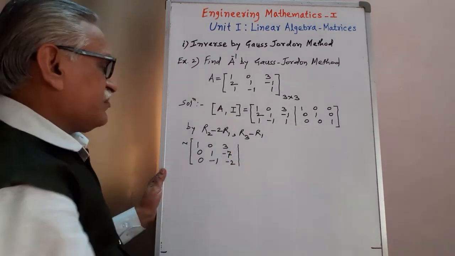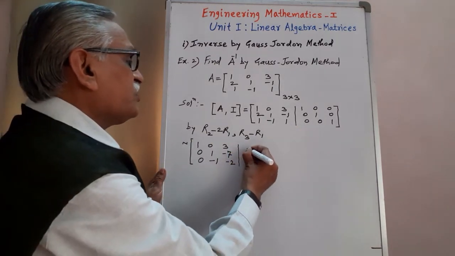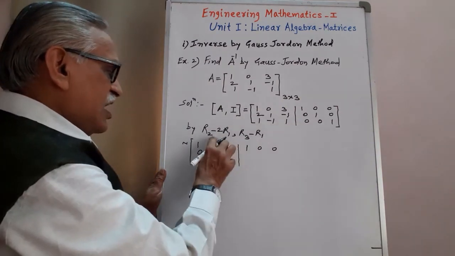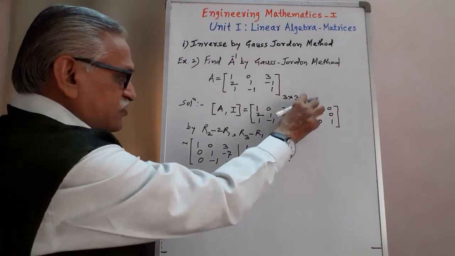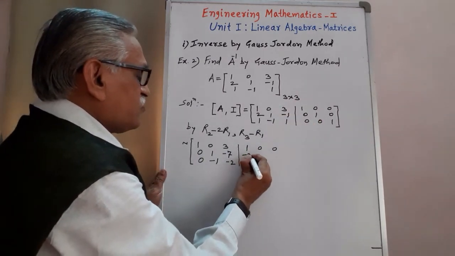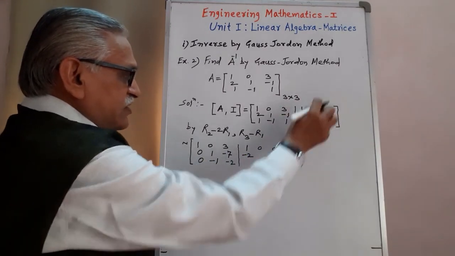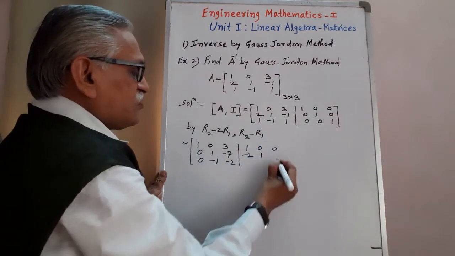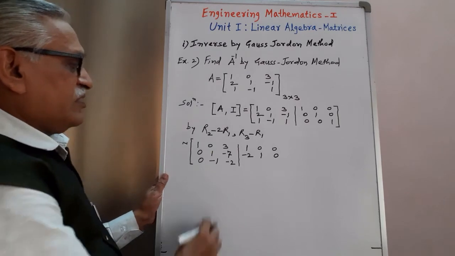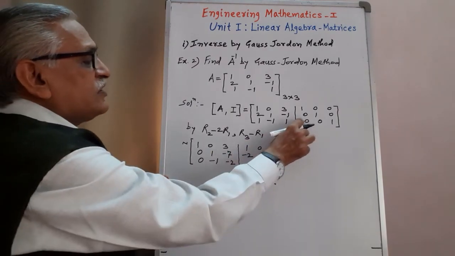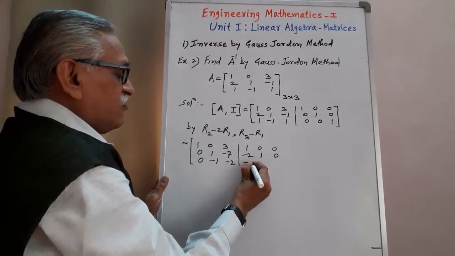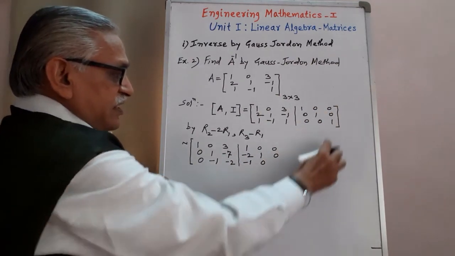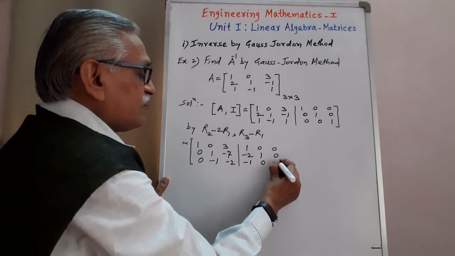Same way to apply on this. First row no change, 1 0 0. R2 minus 2 R1: 0 minus 2 times 1, 0 minus 2 we get minus 2, 1 minus 2 times 0 we get 1, 0 minus 2 times 0 we get 0. Then applying R3 minus R1, 0 minus 1 we get minus 1, 0 minus 0 and 1 minus 0.